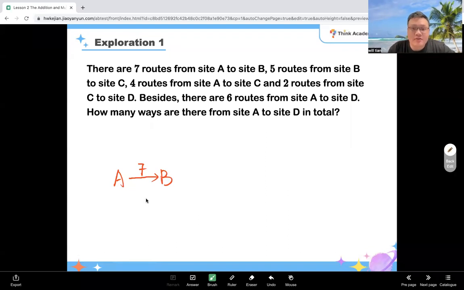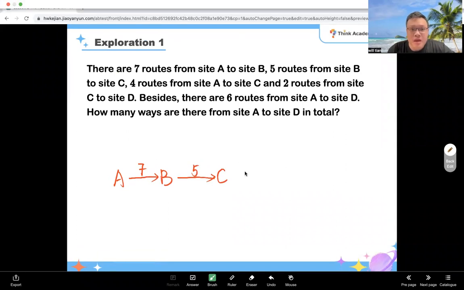And then 5 roads from set B to C. This is B, this is C, and you have this arrow. From B to C, you got 5 roads there, okay? It's 5. And then 4 roads from set A to set C, let's say. From A to C, I mean, directly, right? You don't need to go to B first. You can just go to C directly. Just skip B, and you have 4 ways to do that.